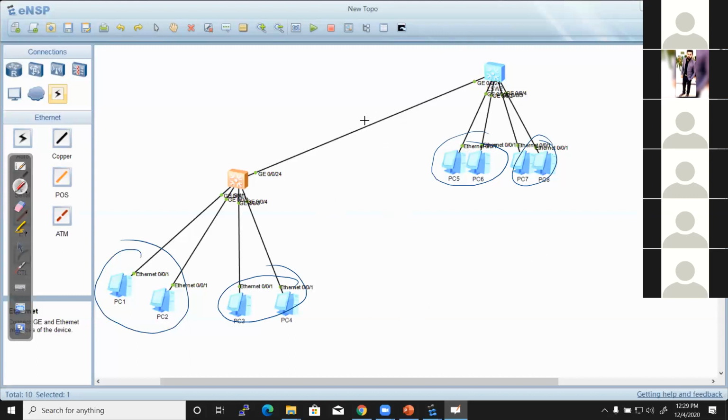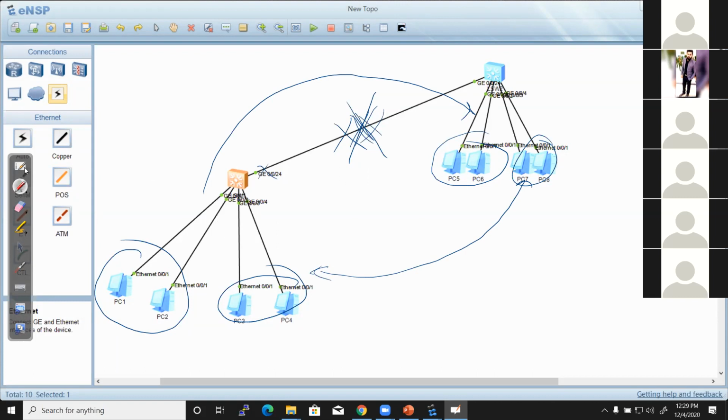Guys, this is a single point of failure. If this link goes down, if this port goes down, all the communication between the same VLANs would stop. This is a single point of failure. If this link goes down, all the communication between the VLANs, between the floors, won't be working.